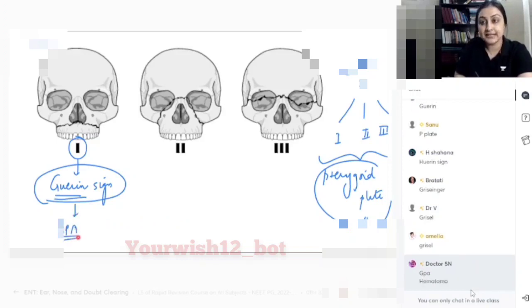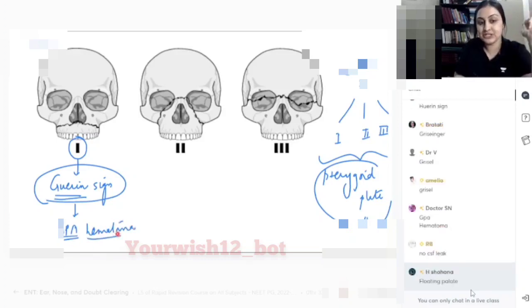Greater palatine artery की injury होगी, because of which you will have palatal hematoma. Greater palatine artery hematoma. G for Guerin, G for GPA. Second में क्या हो रहा है? You have a pyramidal fracture, right? So pyramidal, which is reaching almost up to the skull base.